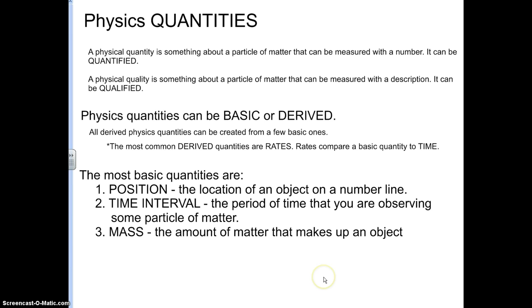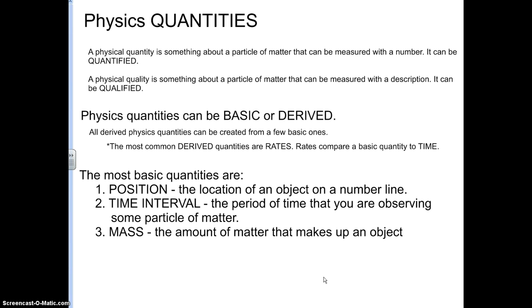Now, what we've been talking about here, for instance, when I mentioned position on a number line, these are what we call physics quantities. When something is quantified or quantitative, it means we can put a number with it. If something is qualitative or it's qualified, we're just describing it with a quality, but not necessarily a number. So we might say something's moving at 55 miles an hour. That's quantitative. We might say something is moving fast. That's qualitative. And so these are basic ideas in physics.